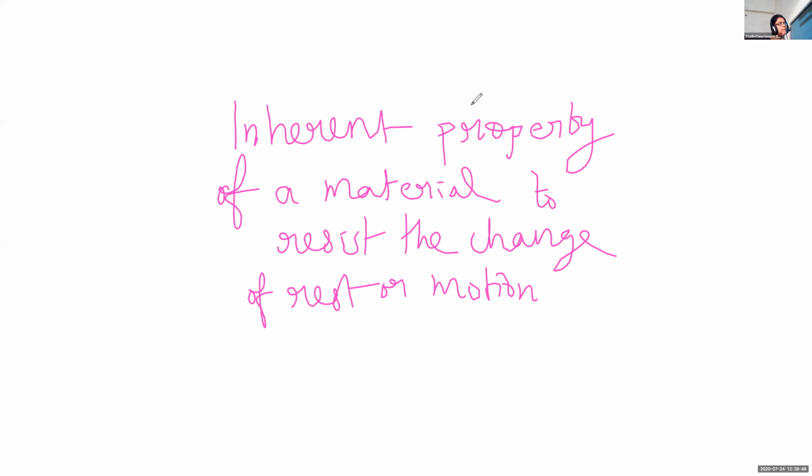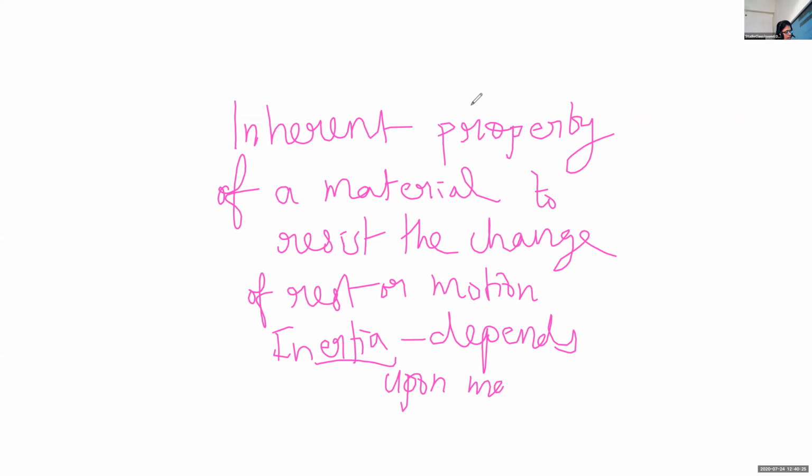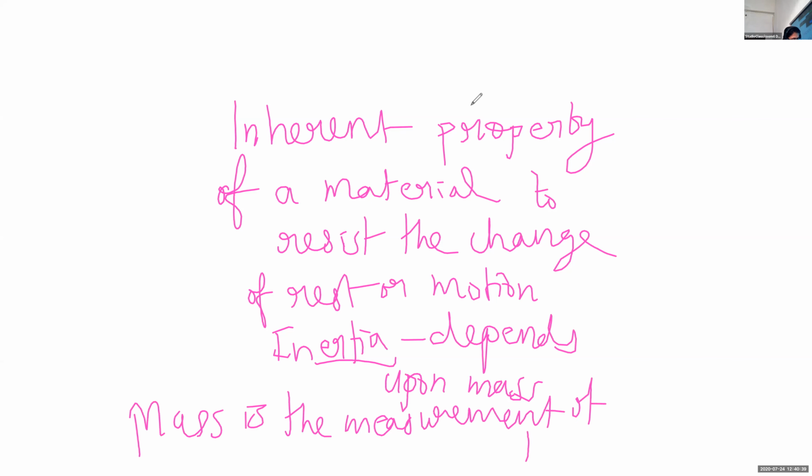Even our body, all non-living and living matter, we are matter made up of chemical atoms or molecules. So all living and non-living matter has this property. It is an inborn property, that is inertia. And it clearly depends upon the mass. Inertia depends upon mass. That means mass is the measurement of inertia.